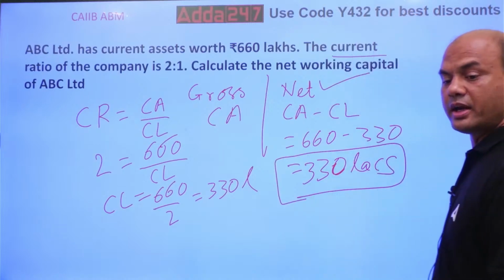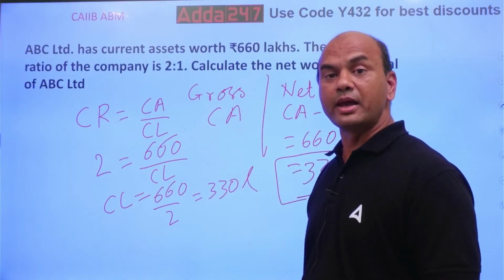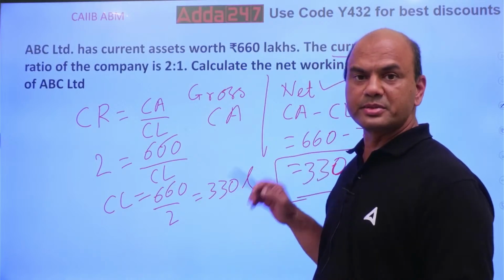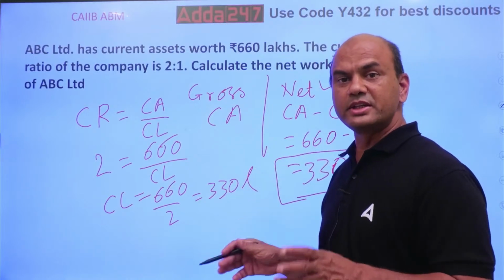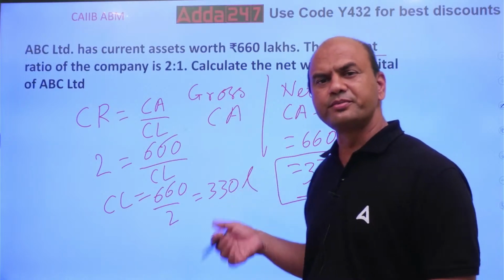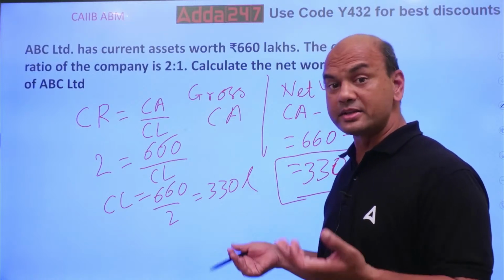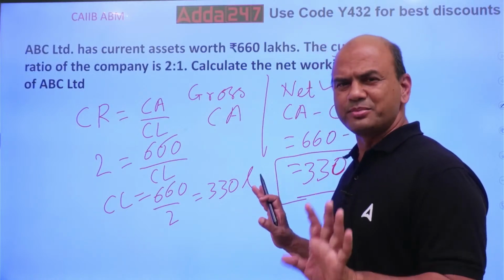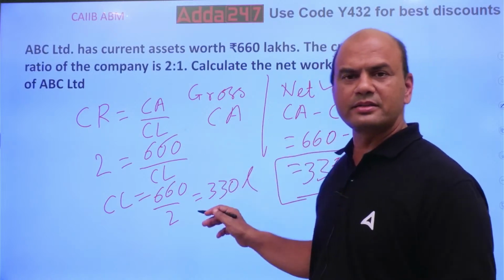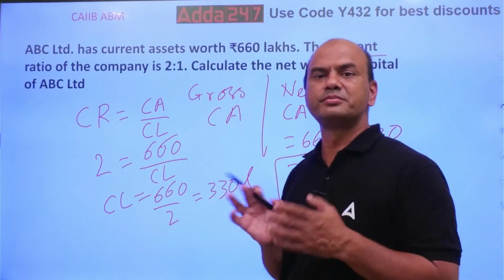That is your NWC, net working capital, or you can call it net working capital gap. Current assets are this much, current liabilities are this much. So this is known as net working capital or gap. Suppose if this comes to you, how much will the bank finance? Liabilities are less, simple logic. Assets are 660, liabilities are 330. It means liabilities are less. Now you have to balance them.